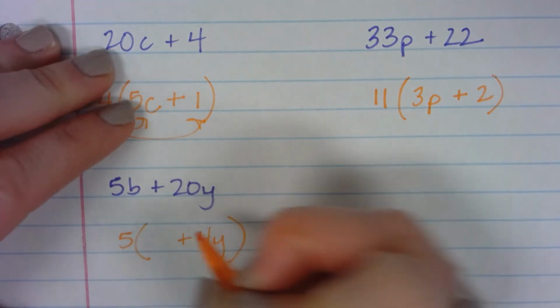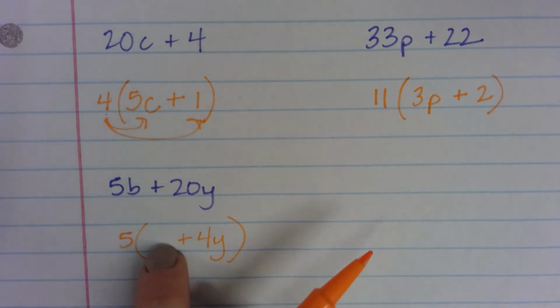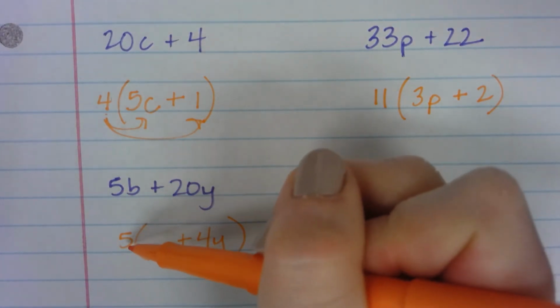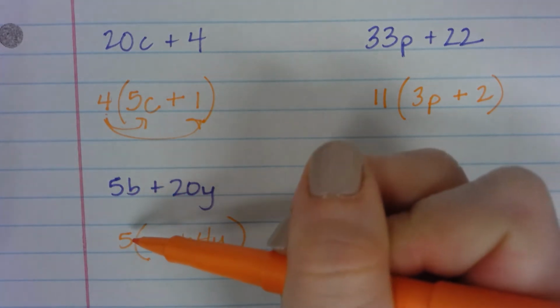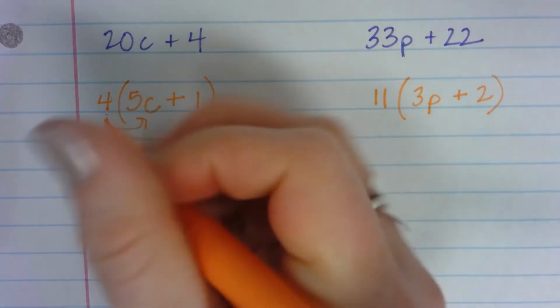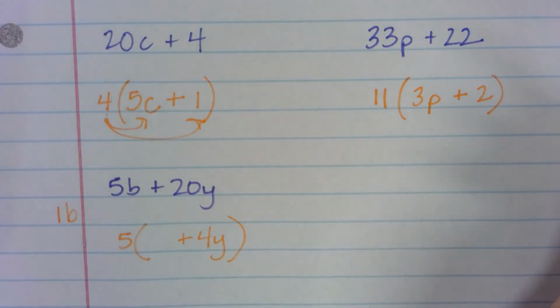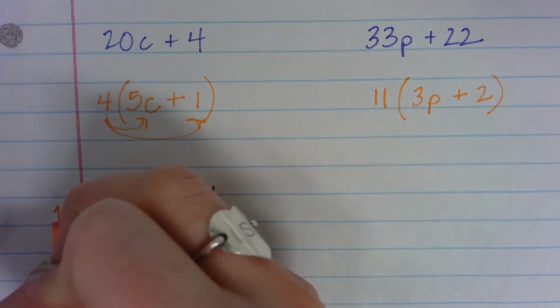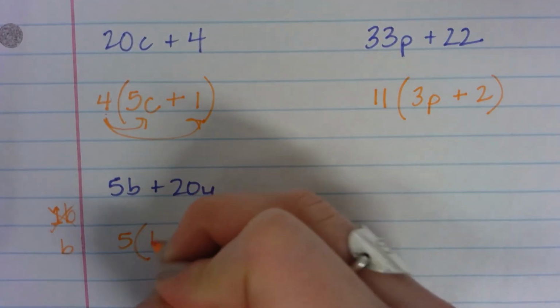However, now that that B's there, we just have to add one more part to this here. So 5 divided by 5 gives me 1, but now I'm left with B. So technically I have 1B left. If you have one of a variable, we don't write the number 1 outside of it. We actually just leave it as the variable. So my answer for this would be 5 times the group of B plus 4Y.